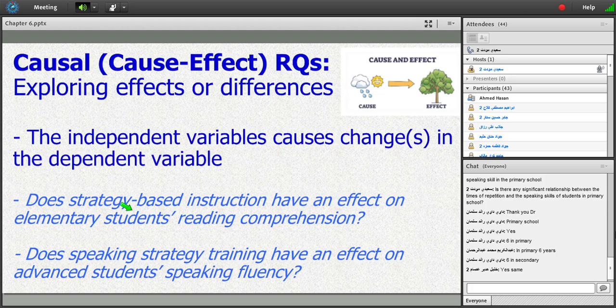Good. So let's move to the third type of research questions. Up to now we said descriptive research questions, and descriptive research questions were the frequency type and the relationship type. Now we have another type which is called causal, which is cause and effect research question. What does it mean? It means I want to check the effect of something and something else, the influence of something and something else, or the differences that exist between and among different parts.